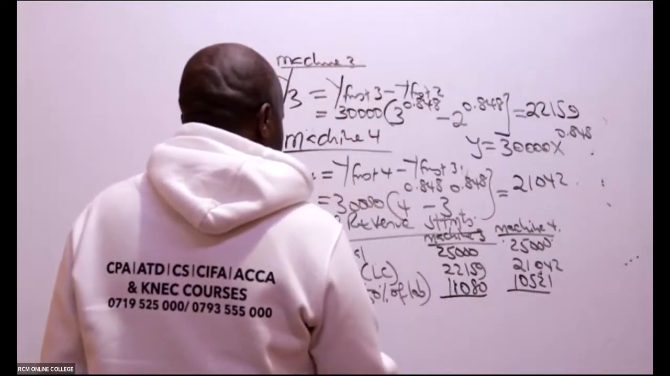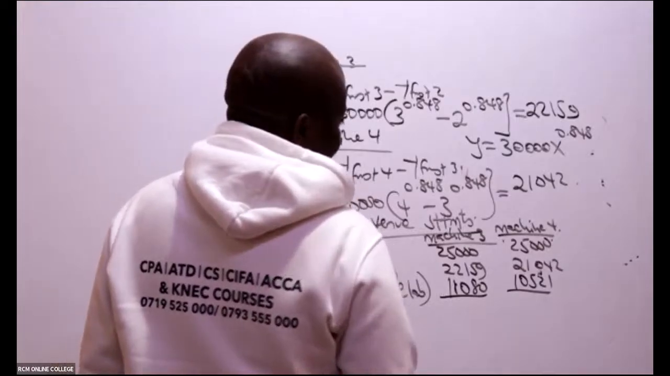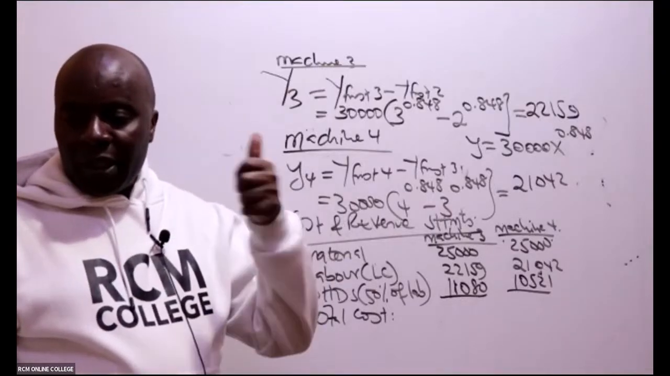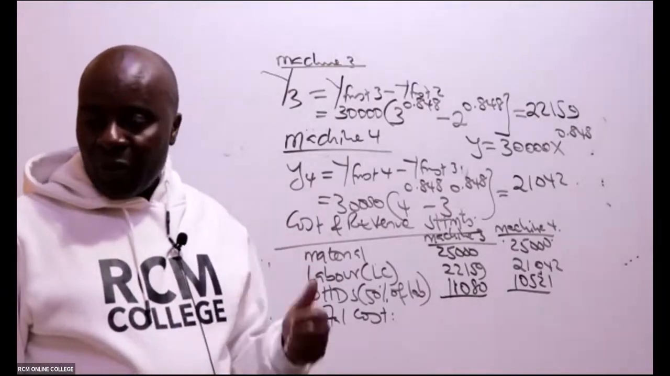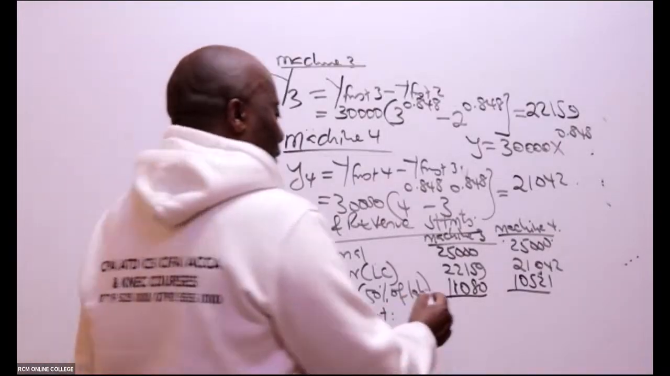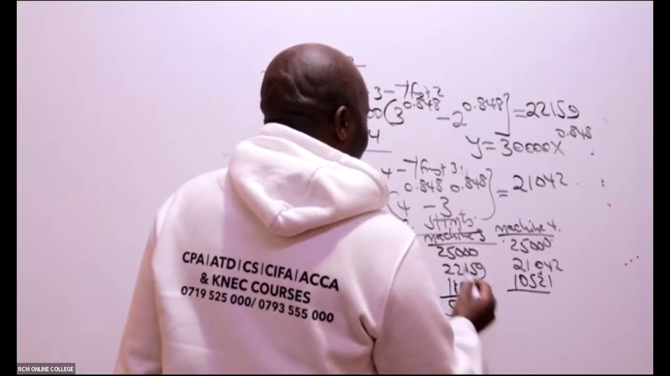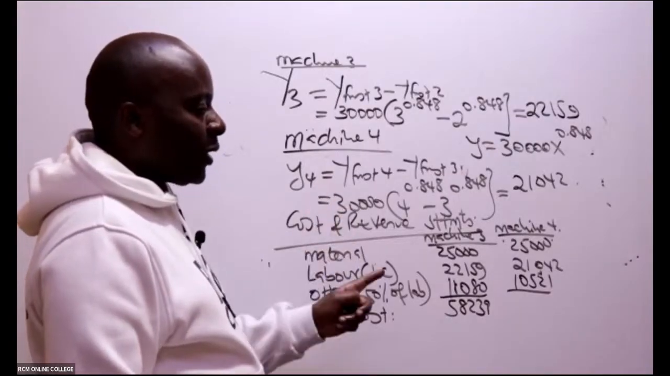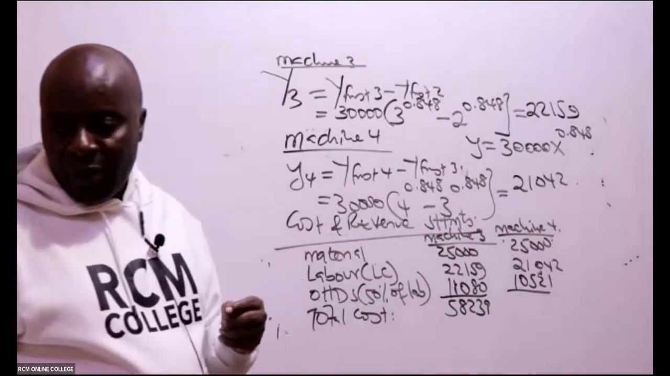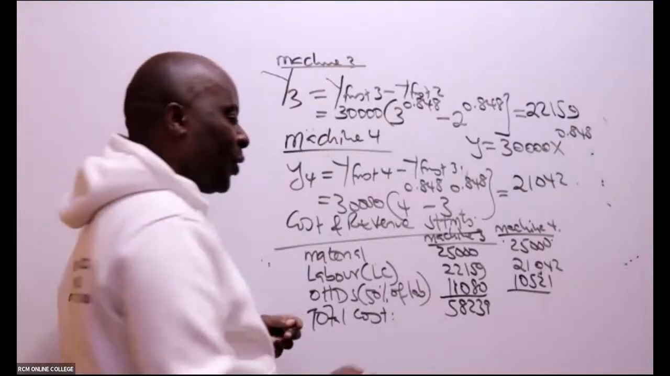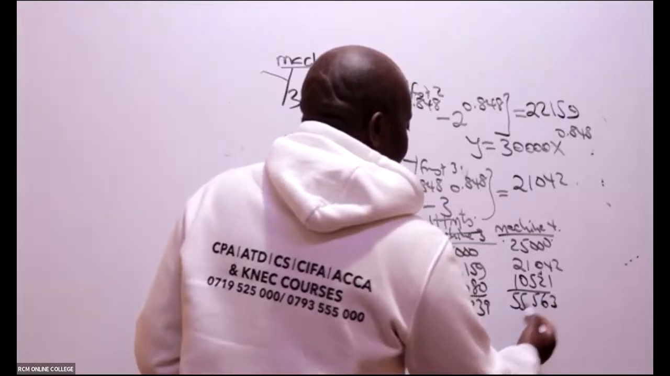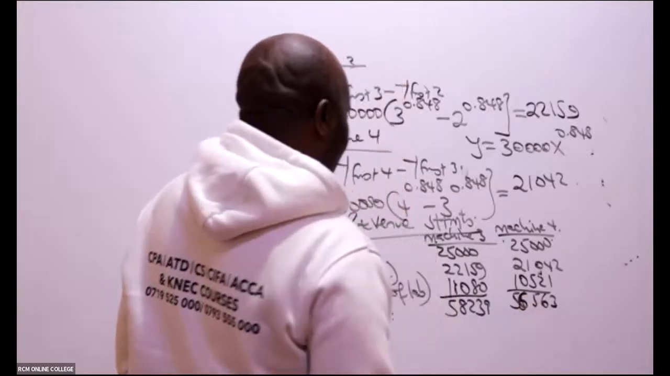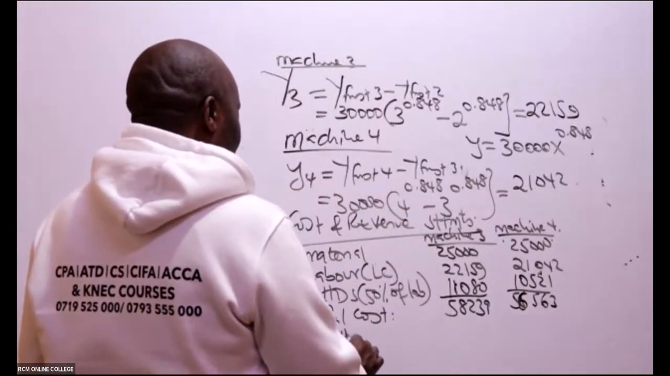Total cost. For machine 3, can somebody add up everything? CPA Johnson, thanks, because we are prophesying we shall be getting 58,239. And then total cost for machine 4, it will be that plus that plus that. Machine 4. 56,563. Is it 55 or 56? 56. Yeah, 563.